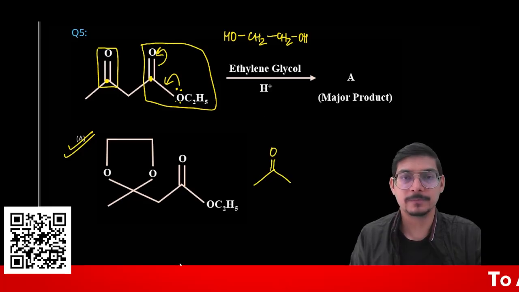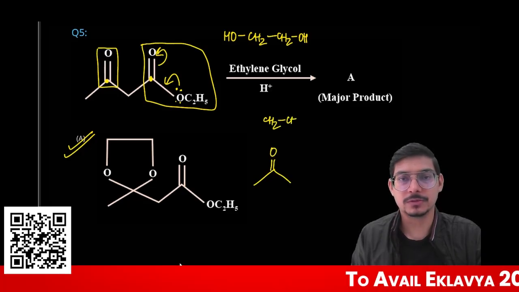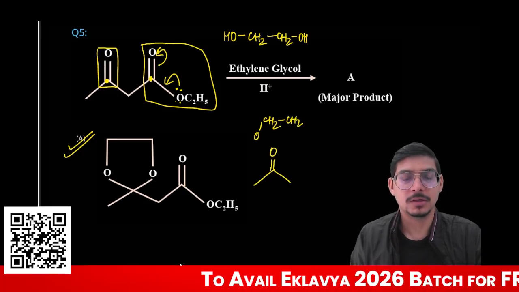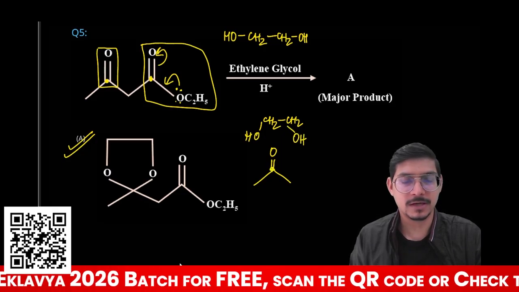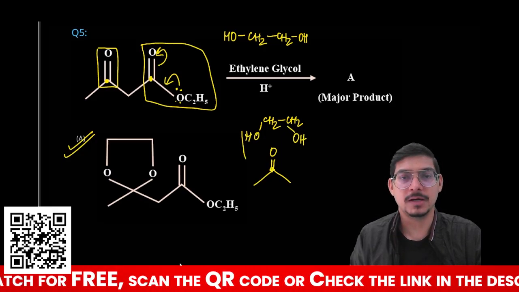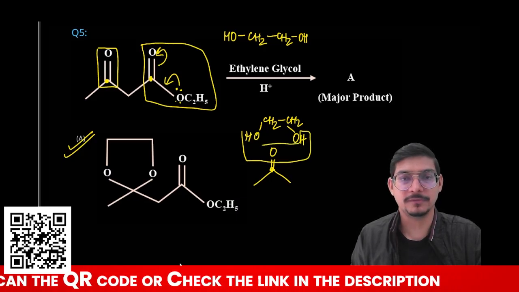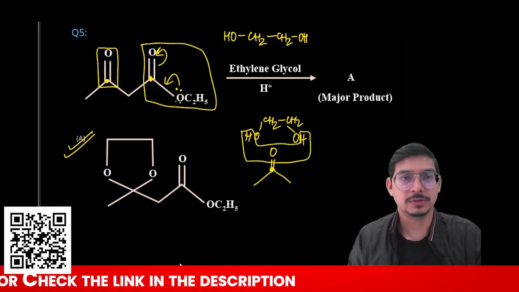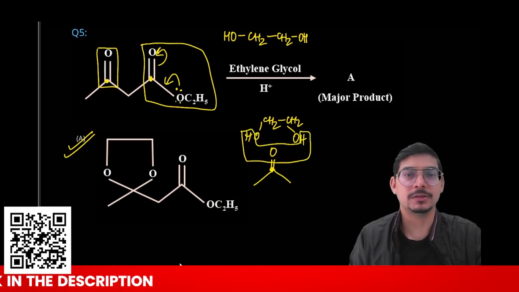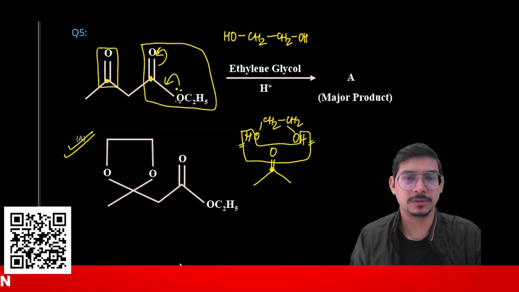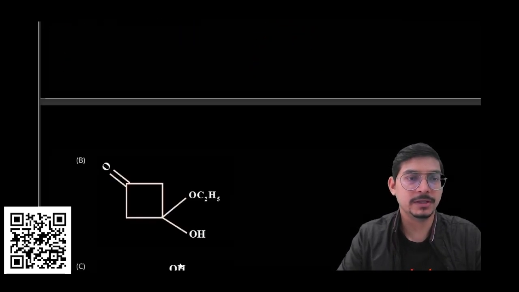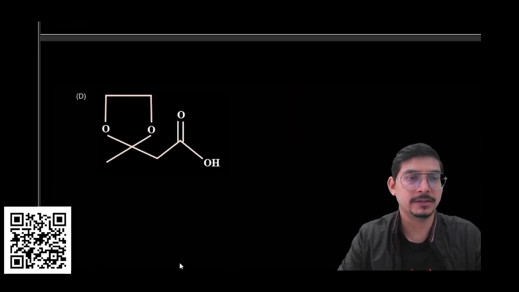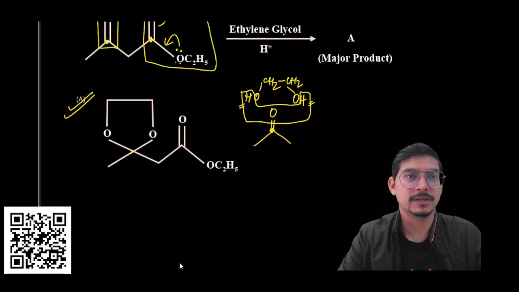There is this ketone, and the two OH groups on this ethylene glycol would attack successively as nucleophiles on this carbonyl carbon, and overall we are losing a molecule of water here. So the carbonyl oxygen and the 2 hydrogen atoms from the hydroxyl groups will be lost, and this cyclic compound, which we call cyclic ketal, will be obtained. So out of the options A, B, C, and D, the most appropriate choice here is option A.